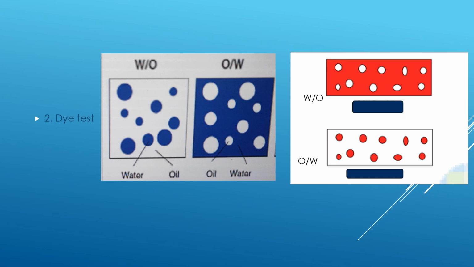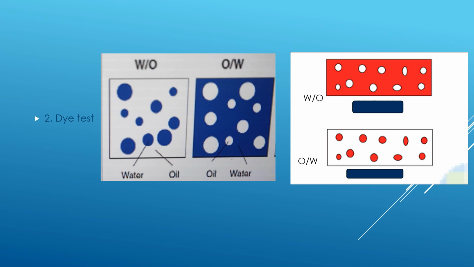So in the water in oil emulsion, you can observe colored droplets in a colorless background. And if you observe colorless globules in a colored background, you can say that it is oil in water type. Since water is the continuous phase, it gets mixed with the methylene blue and the continuous phase, that is the background, attains the blue color. So that's about the test with methylene blue dye.